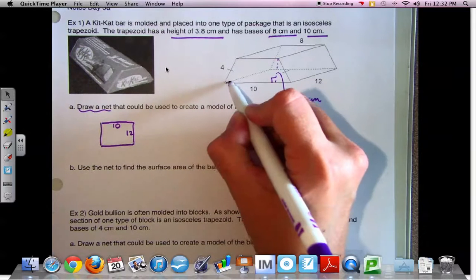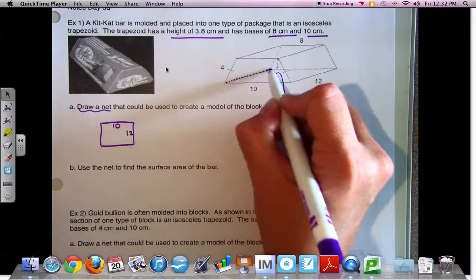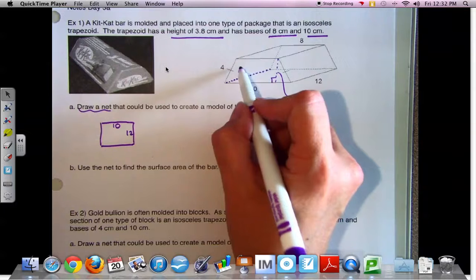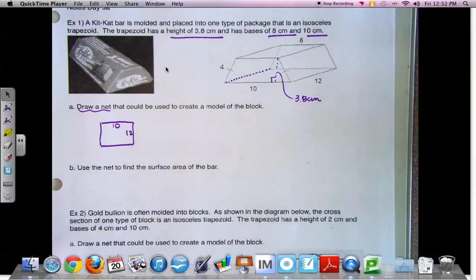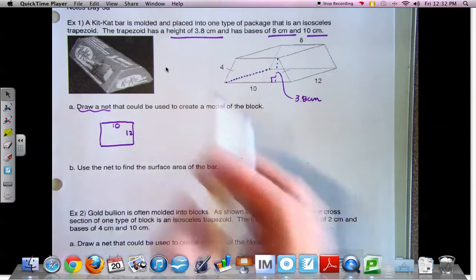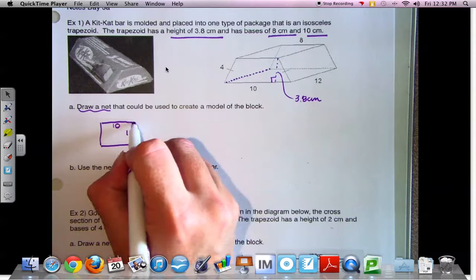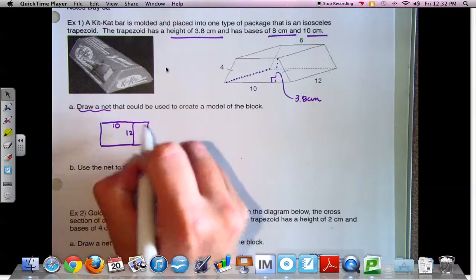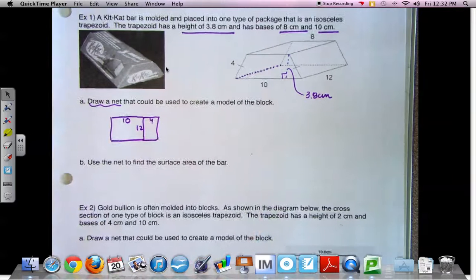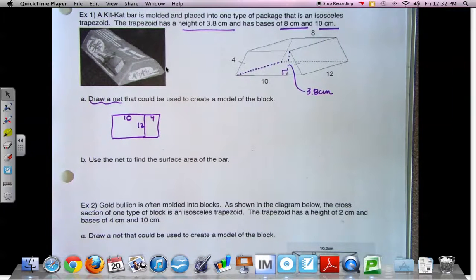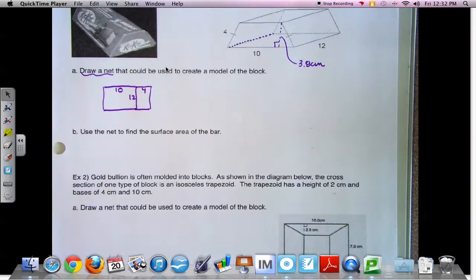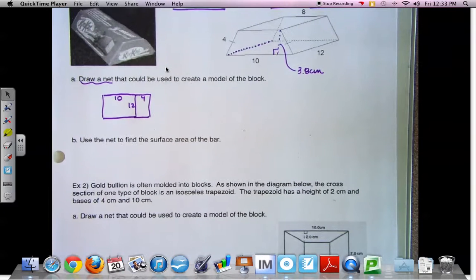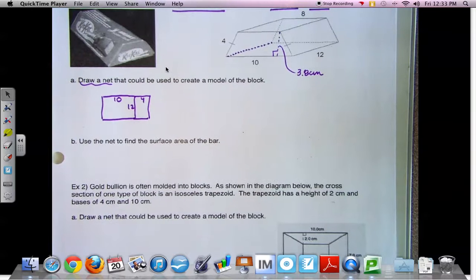So I typically slice it open between the face on the left and the bottom. So then the next face would be this one on the right. And what dimensions does that have? 12 by 4. And then the one on top has what dimensions? 8 by 12. 8 by 12, yes.